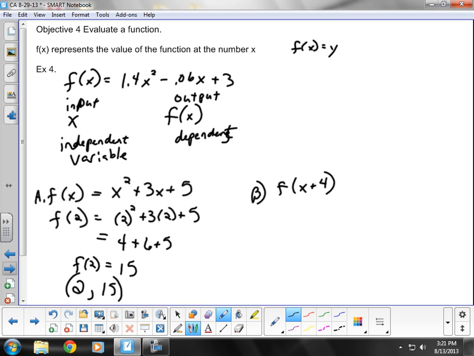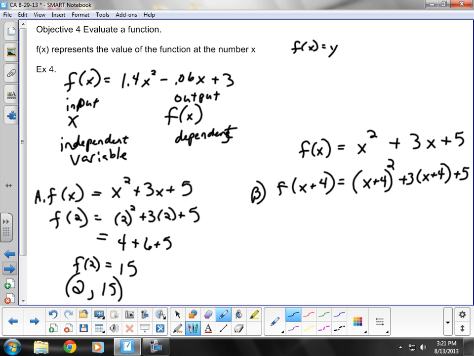Well, if I'm looking for f of x plus 4, that means I've got to take where the x is in x squared and replace that with x plus 4, so it's x plus 4 squared, plus 3 times x plus 4, plus 5. Remembering that our function originally was f of x is equal to x squared plus 3x plus 5, you can see what we've done is everywhere there was an x, we just put in x plus 4, because that's what function notation tells us to do, to replace the x with whatever's inside there. That's our independent value.